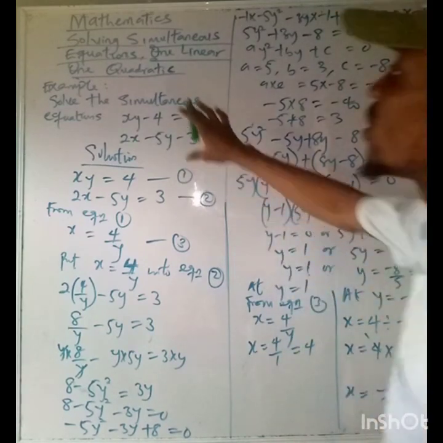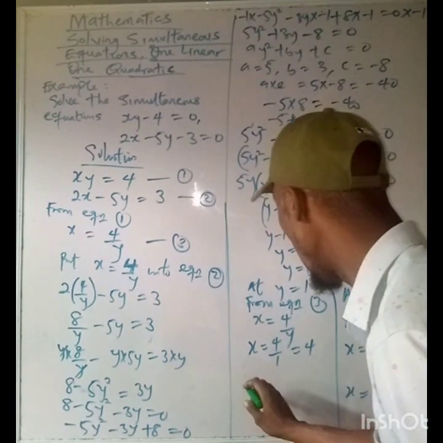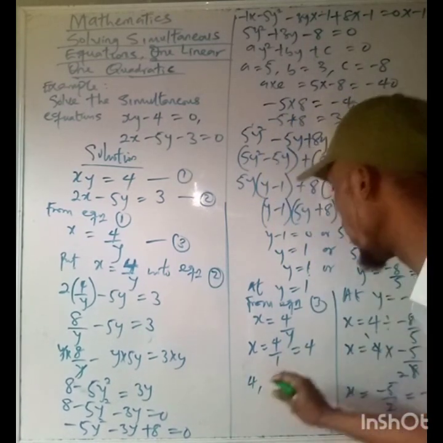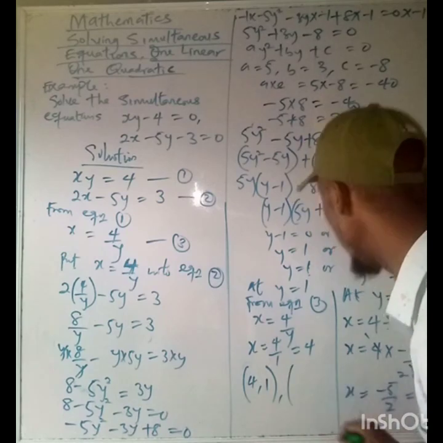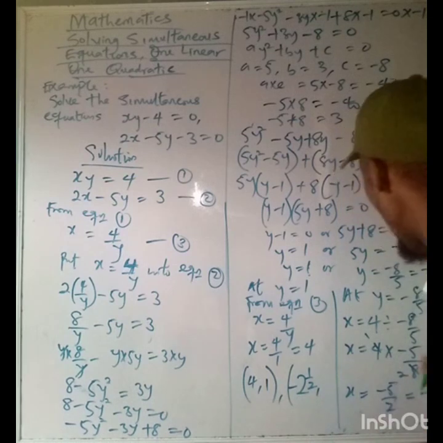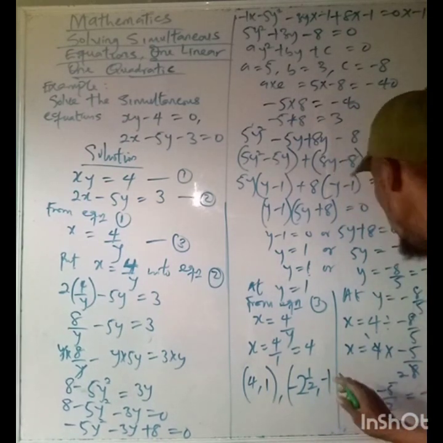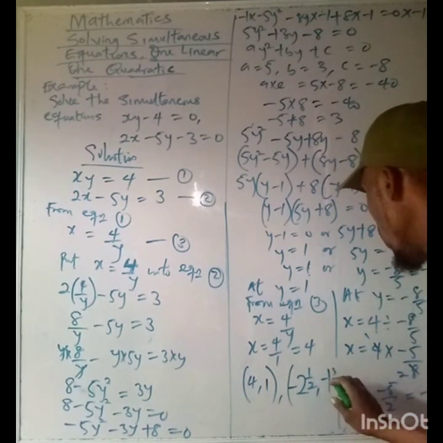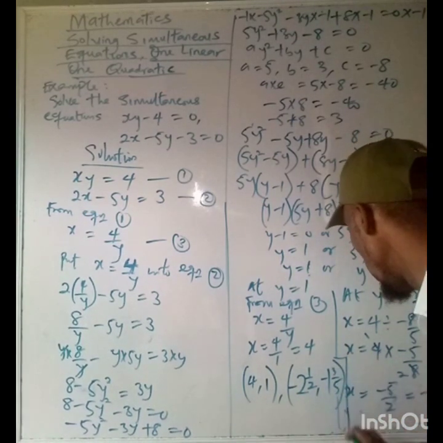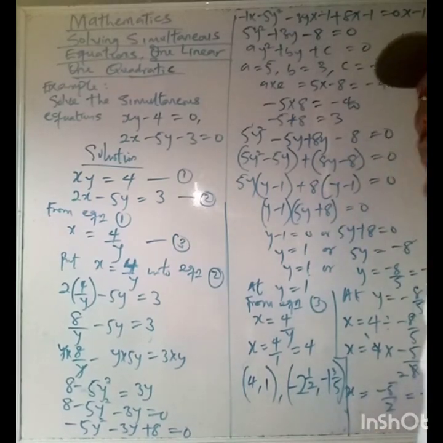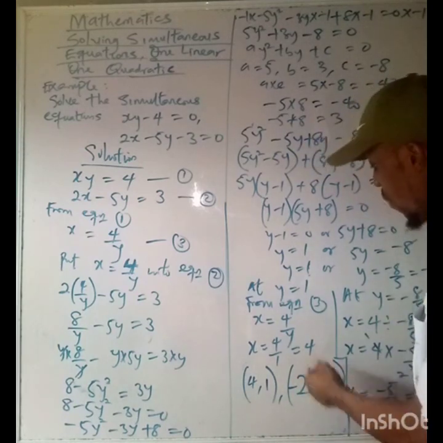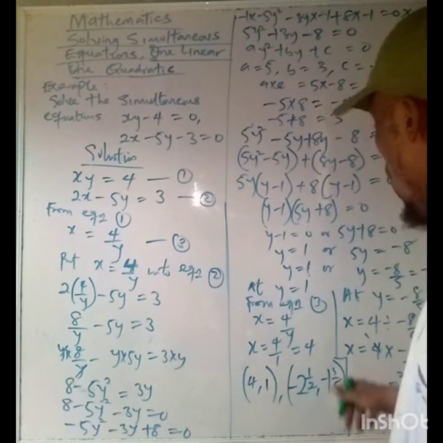So the solution set of this simultaneous equation are, at x equals 4, y is 1. And at x equals minus 2 whole number 1 over 2, y is minus 1 whole number 3 over 5. So the solution set of this simultaneous equation are 4, 1 and minus 2 whole number 1 over 2, minus 1 whole number 3 over 5.